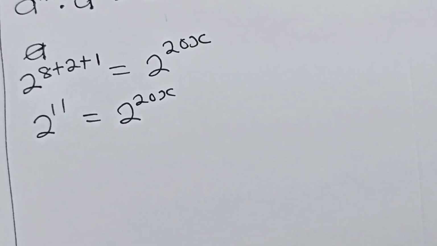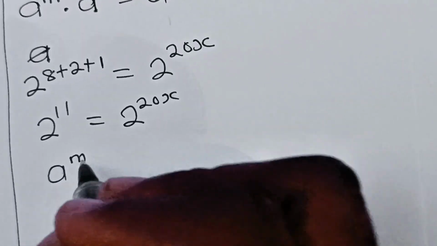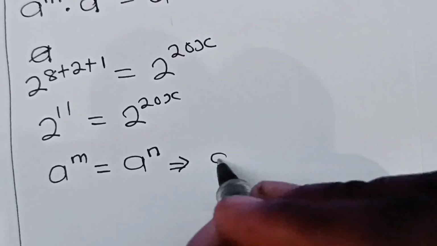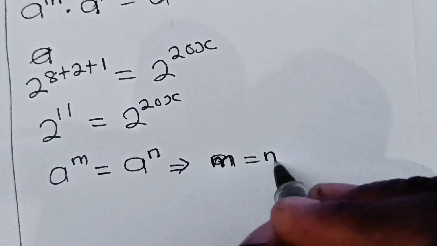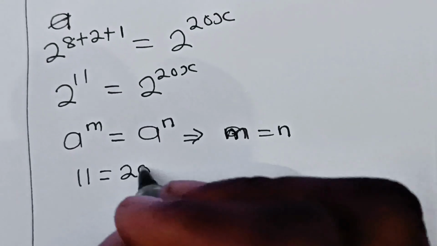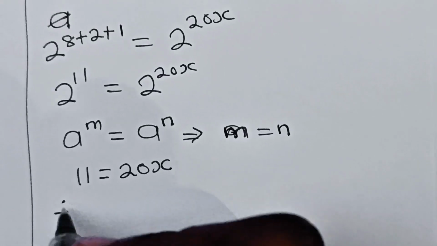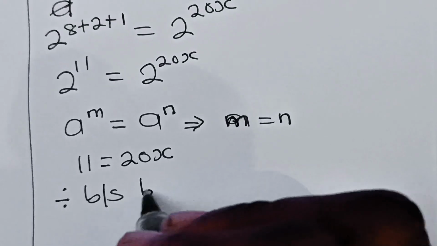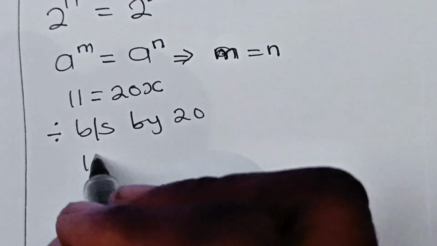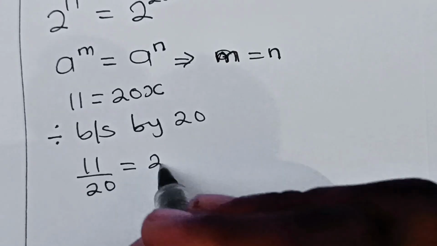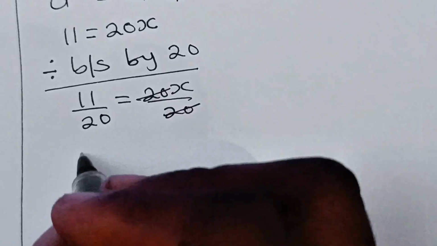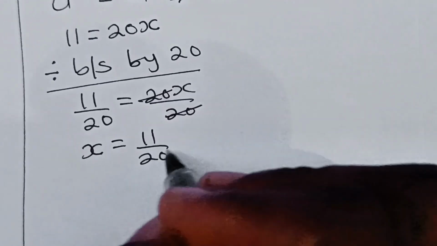Now remember that a to the power of m equals a to the power of n simply means that m is equal to n. So that means from here that 11 is equal to 20x. So divide both sides by 20, and we have 11 over 20 is equal to 20x over 20. So we divide this, we have x is equal to 11 over 20.